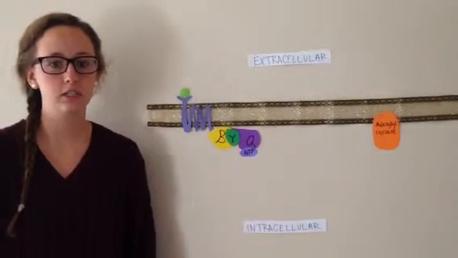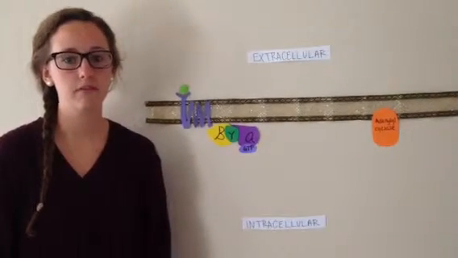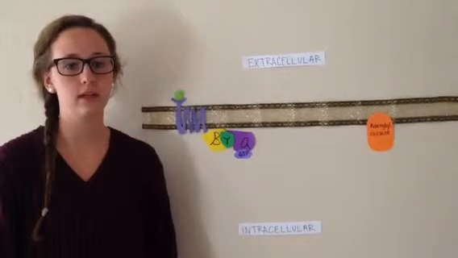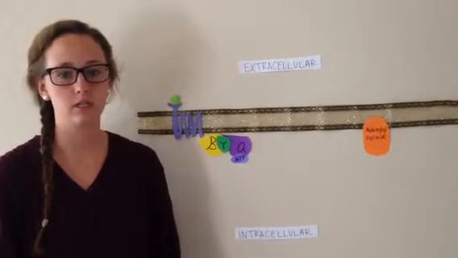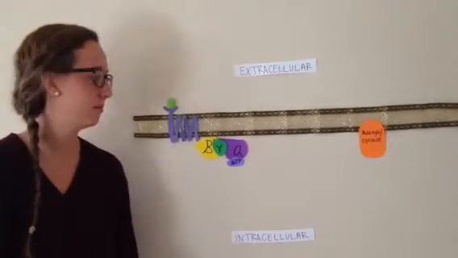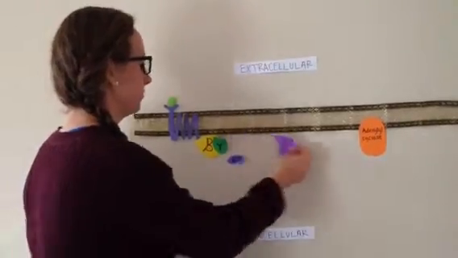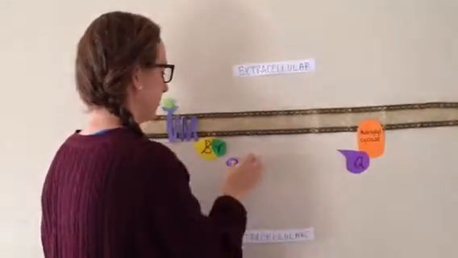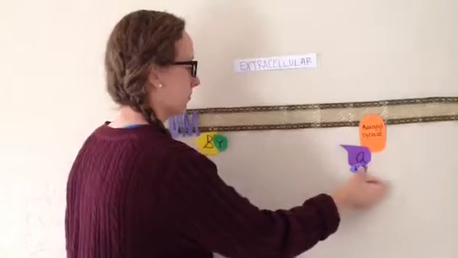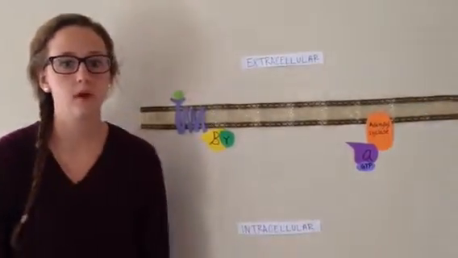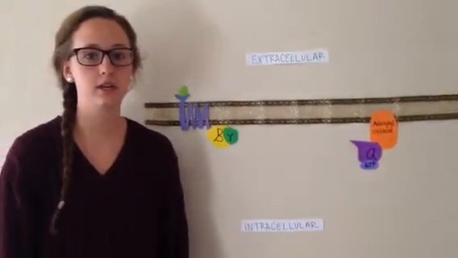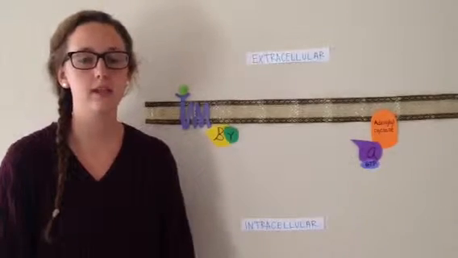After replacing GDP with GTP, the alpha subunit separates from the G protein and migrates through the cell to another protein called adenylyl cyclase. Before the alpha subunit attaches to the adenylyl cyclase, the protein is inactive.